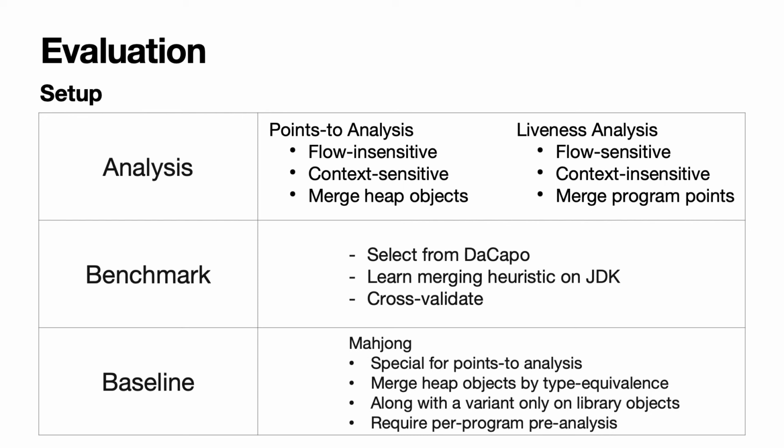We make a 5-fold cross-validation. For each group, we apply a merging heuristic on JDK learned from the remaining groups of programs. We add a special baseline, Mahjong, for points-to analysis other than the original analysis. It is the approach mentioned in the beginning that merges heap objects by type equivalence. For comparison, we also implemented a variant of Mahjong that merges only library objects. Both Mahjong and its variant require a program pre-analysis.